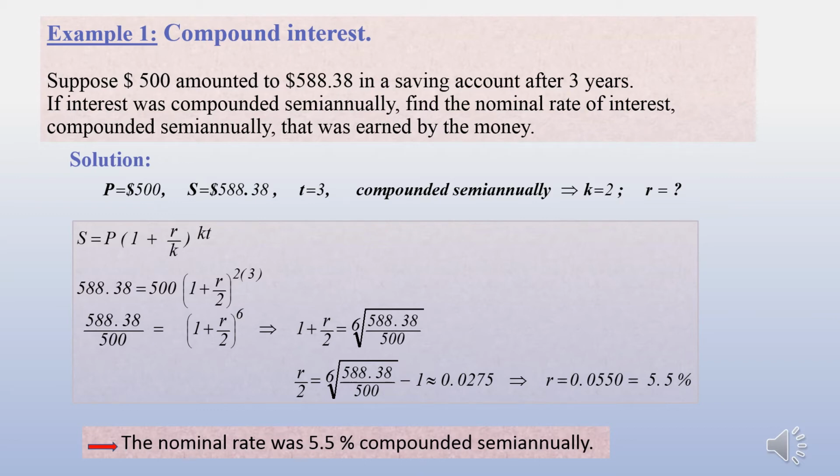So from here, we calculate and we end up with the value of R equal to 0.0550. For the value of the interest rate, we try to have at least 4 or 5 decimals. So 0.0550. To change this into a percentage, we multiply with 100. So we will have R equal to 5.5%. So the nominal rate was 5.5%, compounded semi-annually.